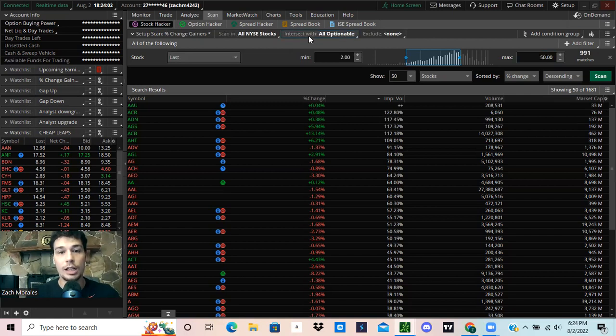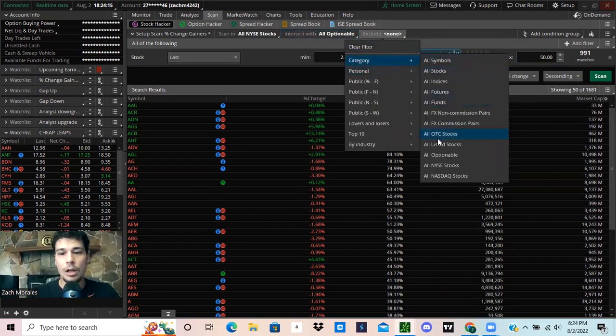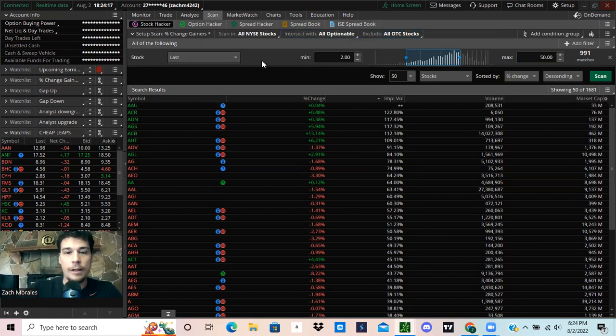So we're going to click all optionable. That way all of these stocks we're looking at have options on them and we can trade the options. You don't have to do that. If you don't trade options, you don't have to. And then we're going to exclude all OTC stocks, because we're not looking to get into any of those. So those are the first three things I'm going to put on there.